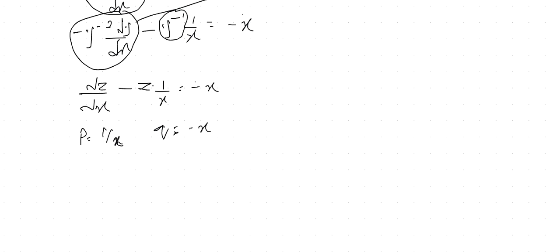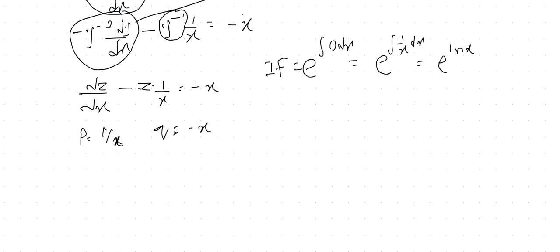Then here you now look for the integrating factor. So the integrating factor, IF, will now be e raised to the integral of p dx, which is equal to e raised to the integral of 1 over x dx, which is going to be e raised to the power of ln x, and which is equal to x. Okay, then you have that.